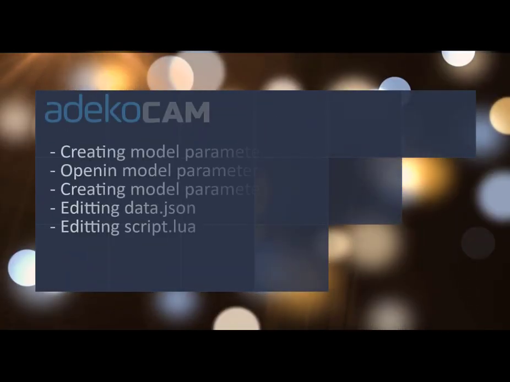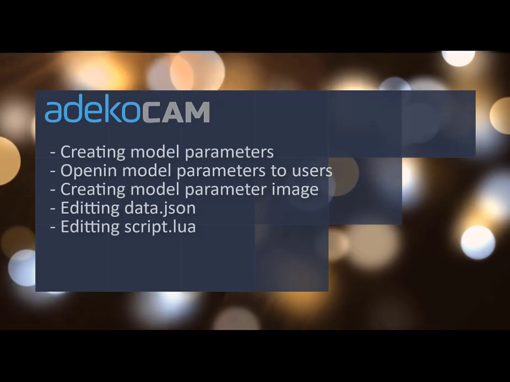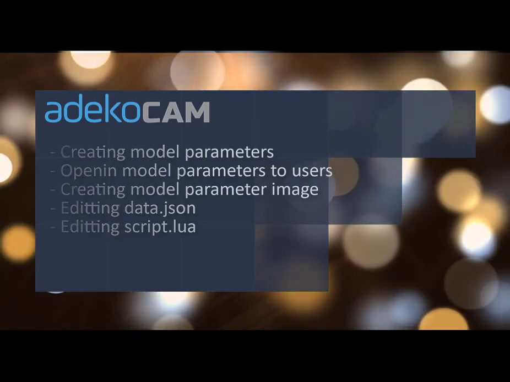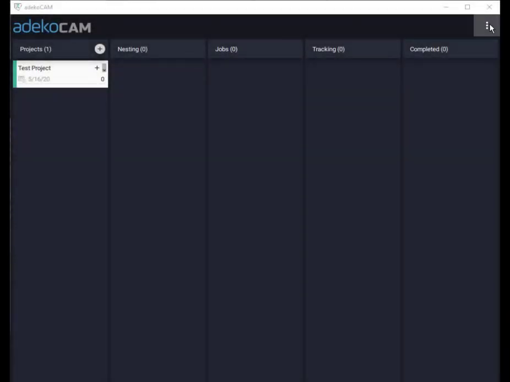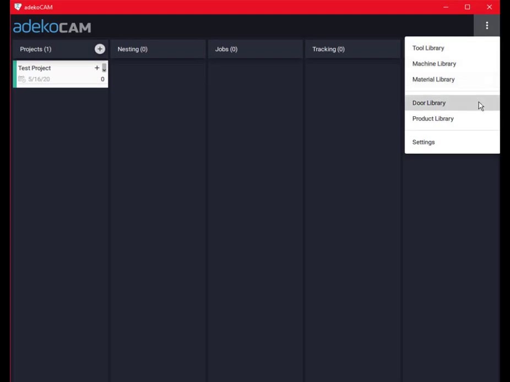Hello everyone. In this video we will see how to open model parameters of a door model to library users. This could be for a model you have developed or for a model from your current library. You might want to add a new parameter to the list of existing model parameters in use, or you might want to remove one of the currently available ones.